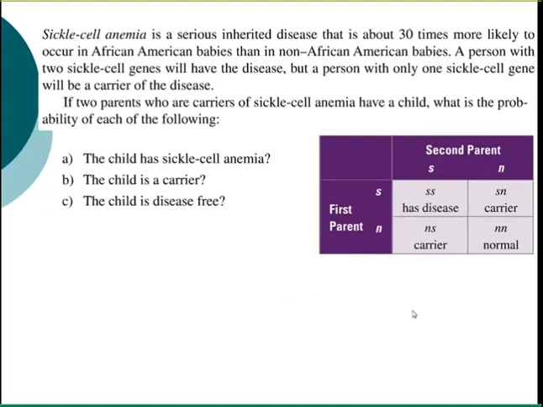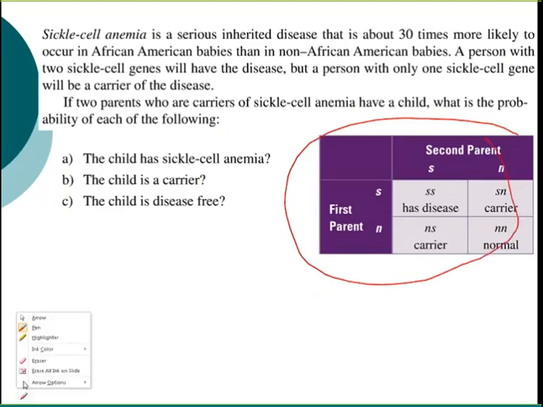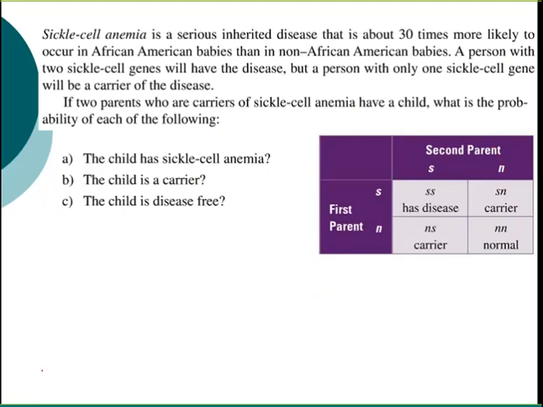All right, so you've got an anemia type question. It's not anemia, it's a different disease in the homework, but you've got to understand this table to answer that question as well. So this is saying that you've got something 30 times more likely to occur in African American babies than non-African American babies. And a person with 2 sickle cell genes will have the disease, but a person with only 1 sickle cell gene will be a carrier, but won't actually have it.